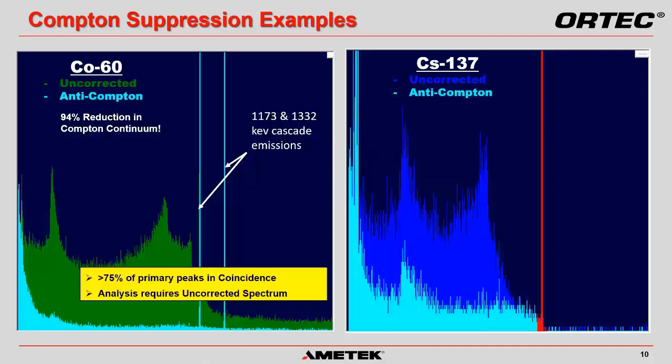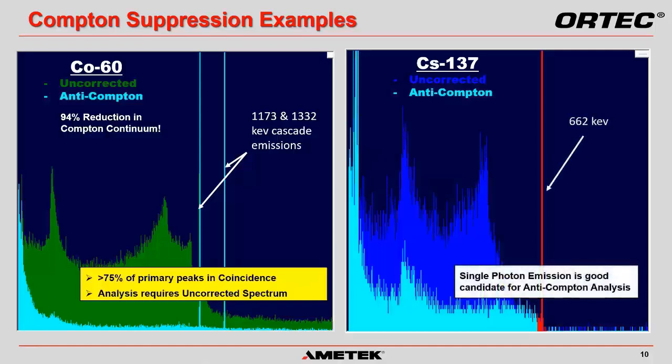The cesium-137 example on the right also shows a significant reduction in the Compton continuum as expected. However, the primary gamma ray emission peak is nearly identical in both the full spectrum and the anti-Compton spectrum, making it a good candidate for quantification in a Compton suppressed spectrum.